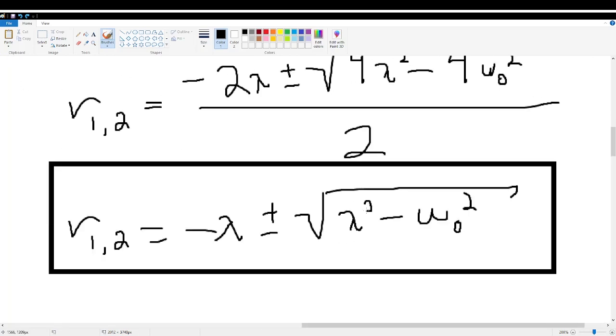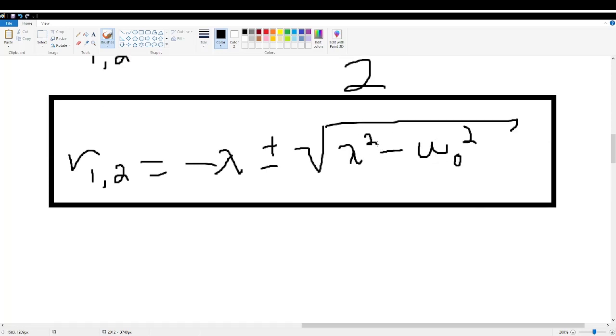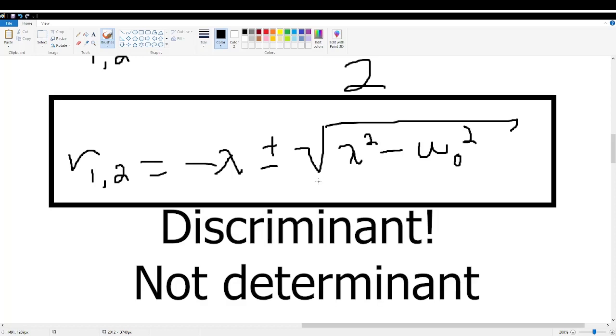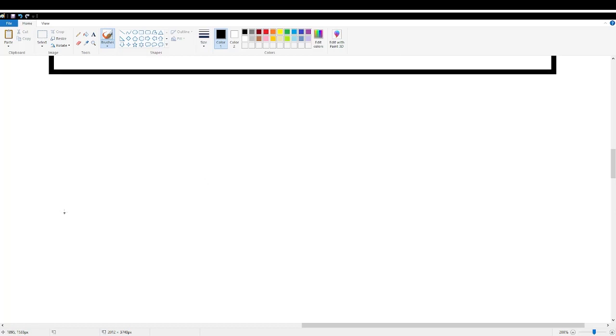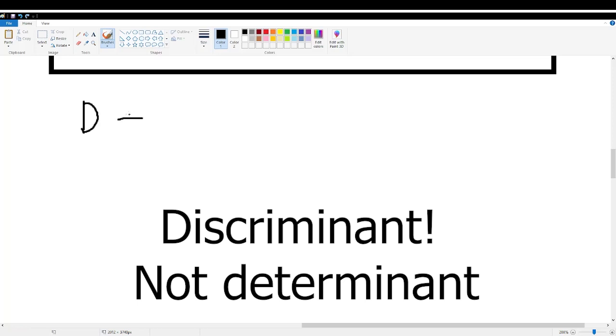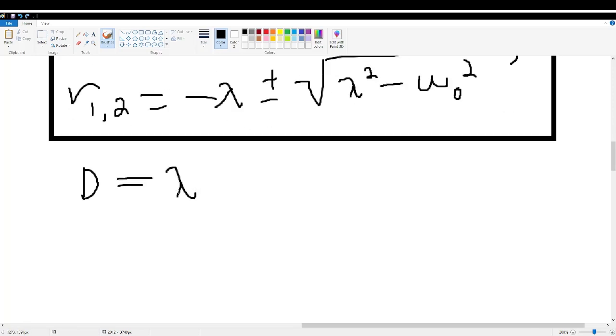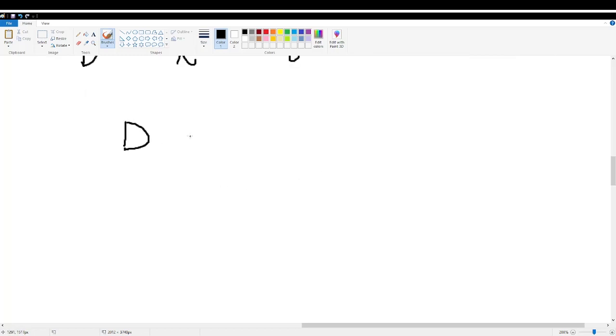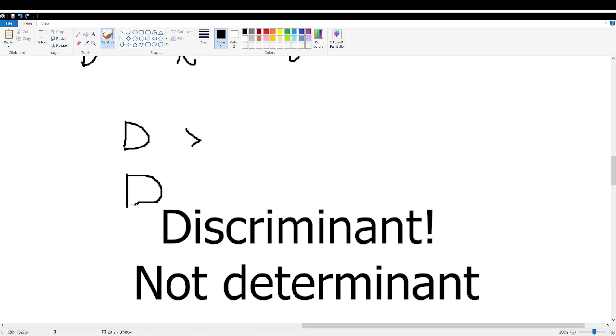So what we know about this is that it's not going to be a complex root if this is greater than 0. So conversely, we know this will only be a complex root if this under here, called the determinant, if you remember from quadratic terms, is less than 0. So let's call our determinant d right here, lambda squared minus omega naught squared. Our determinant d has 3 options, if we recall from a quadratic.